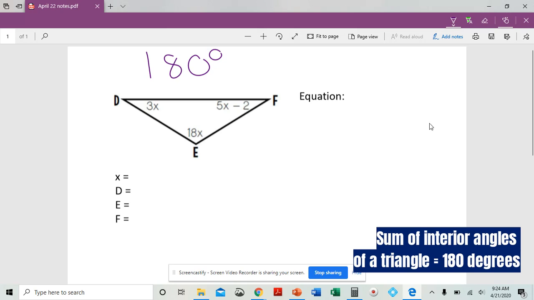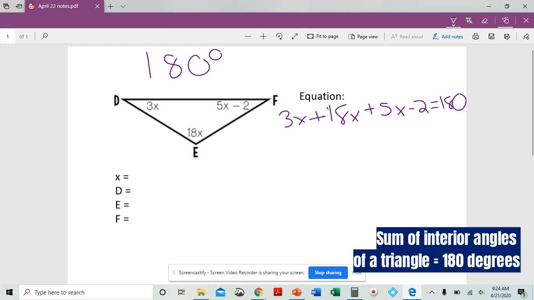So if the sum of all of my interior angles of this triangle right here is 180 degrees, what can I do with these three different expressions to solve for x? Well, I can add them all up. So that's actually going to be our equation. So we're going to take 3x plus 18x plus 5x minus 2 equals 180 degrees.